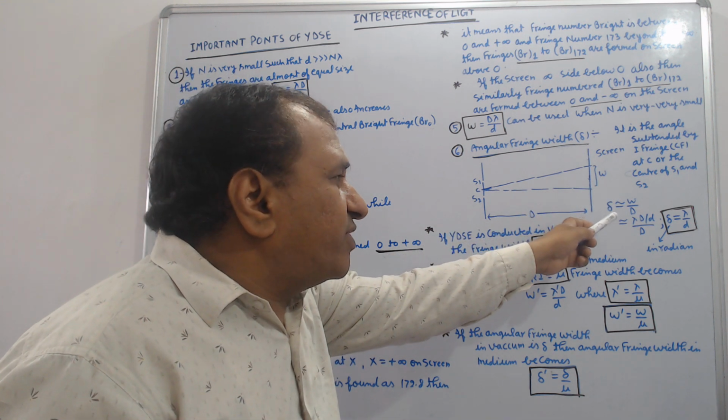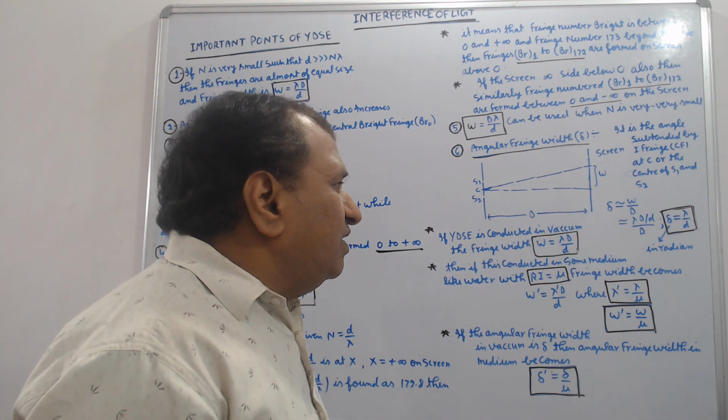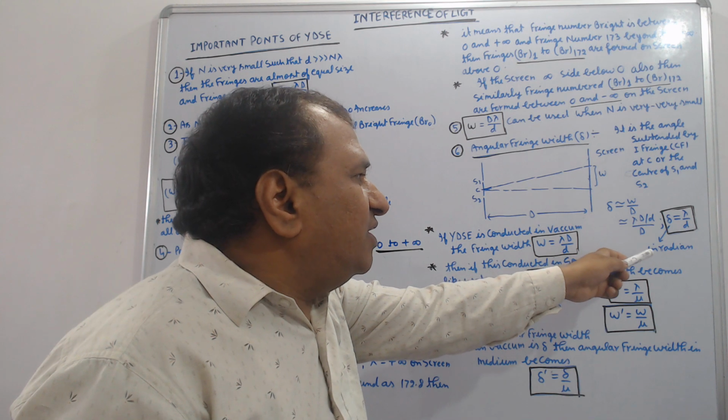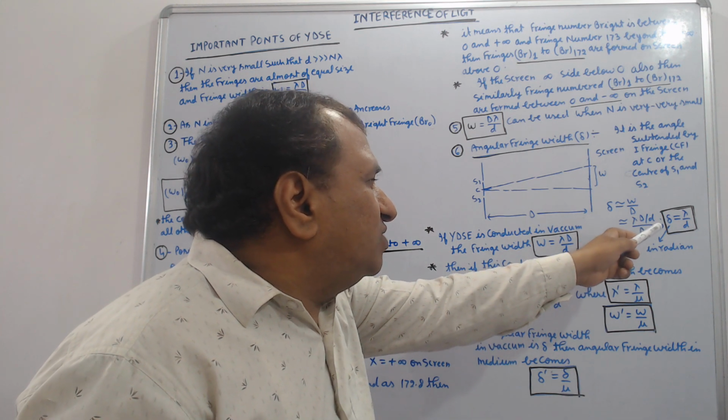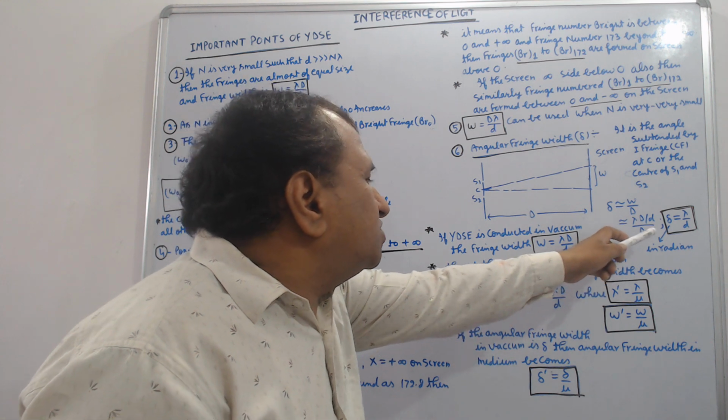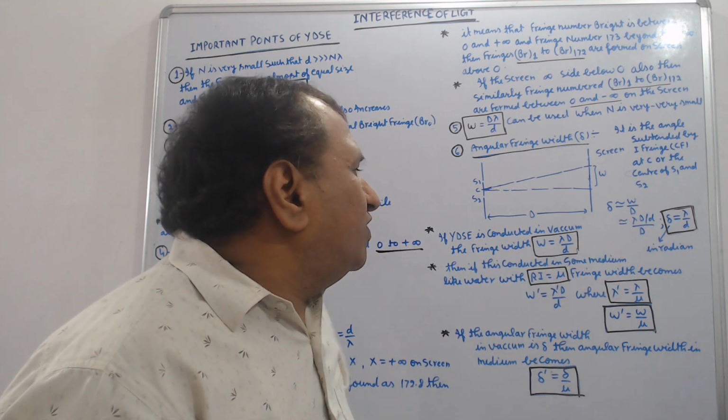Delta approximately W upon capital D, approximately lambda capital D by small d upon capital D. So delta equal to lambda upon small d, delta in radian. This is the most important formula, angular fringe width.